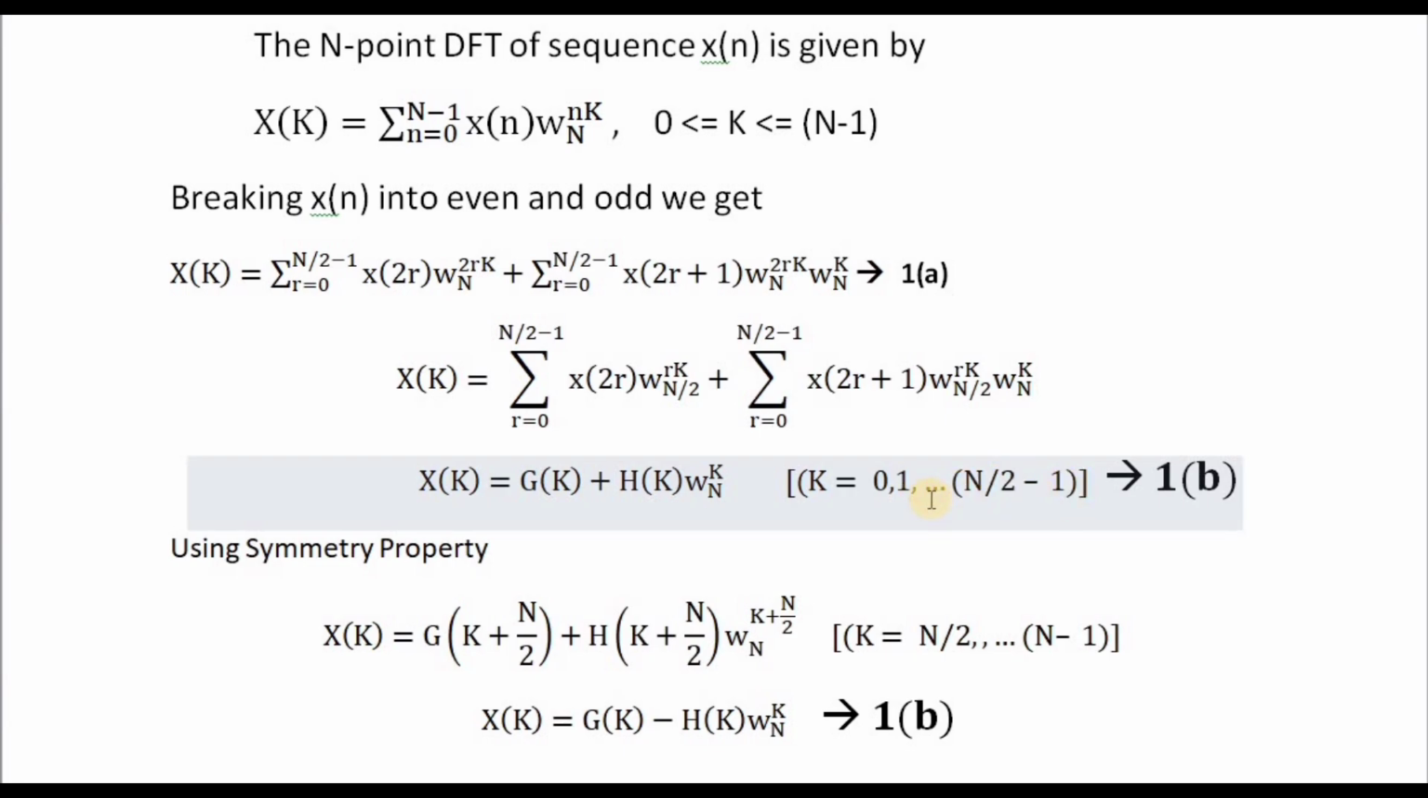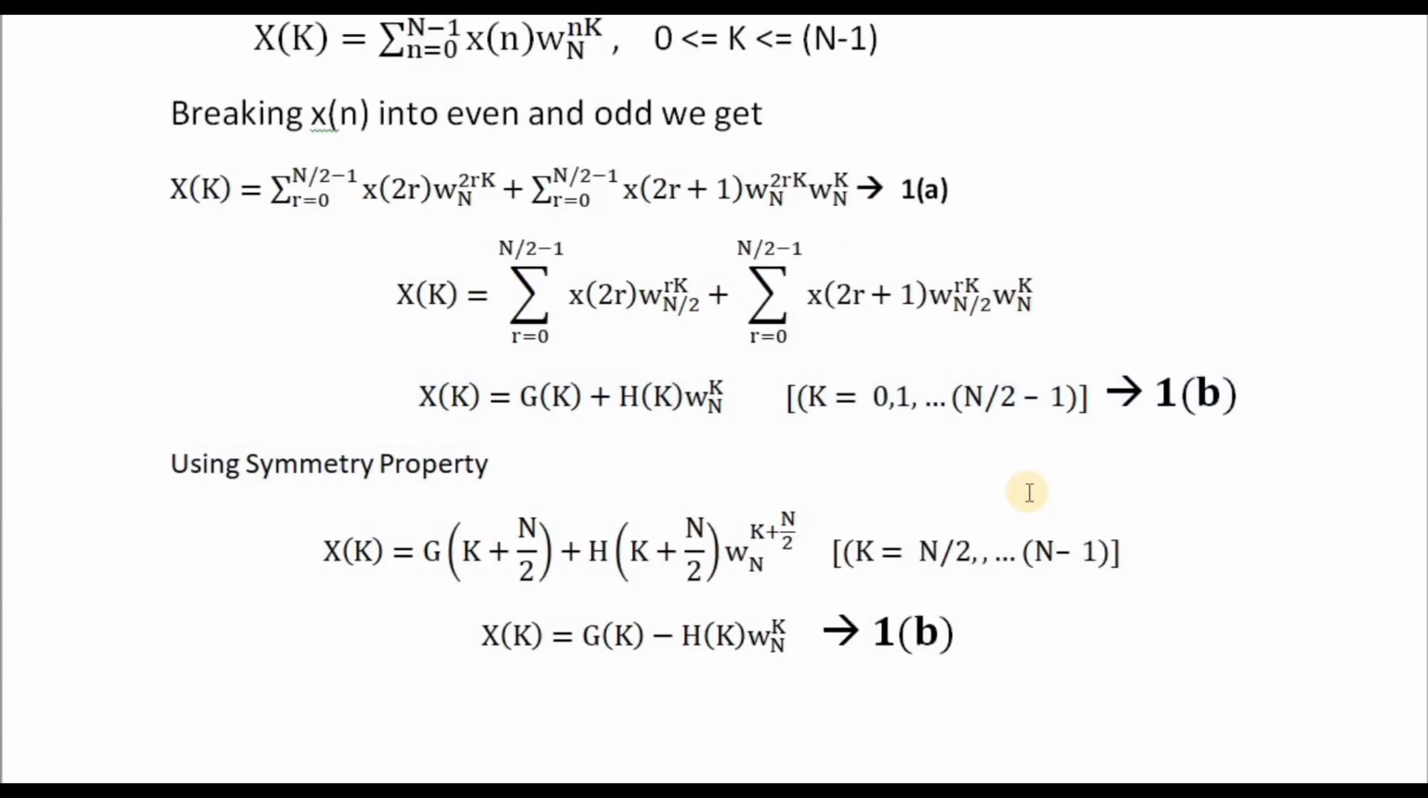That is 0 to 3. So what happens for 4 to 7? This is a symmetrical property, which we are going to use throughout this algorithm. Up to 0 to 3, this equation is okay. If I want to go for 4 to 7, I am going to add 8 by 2.